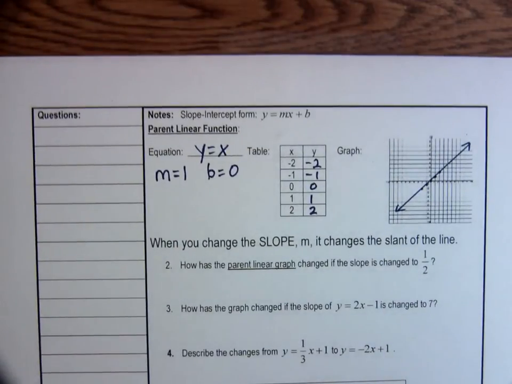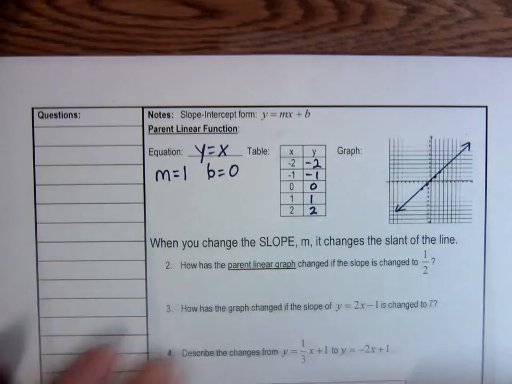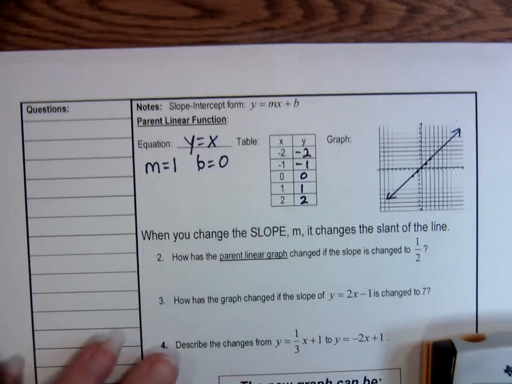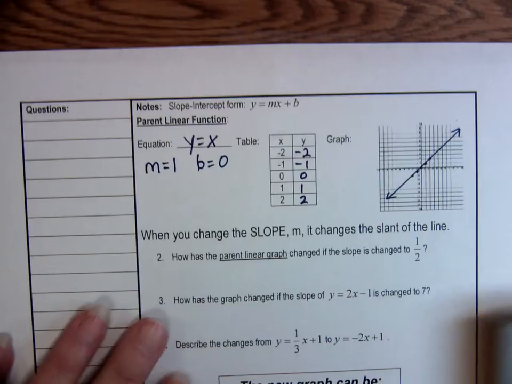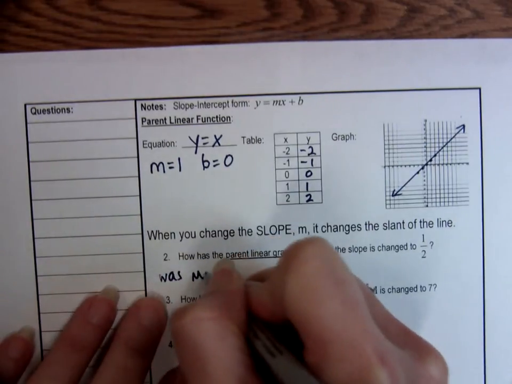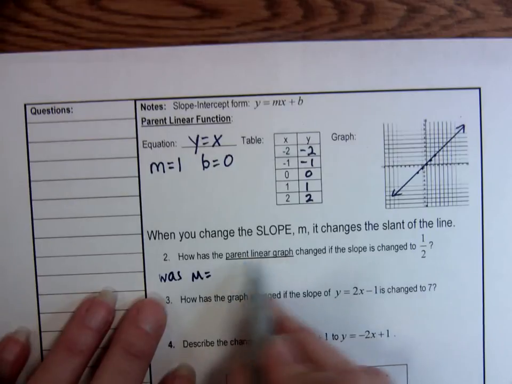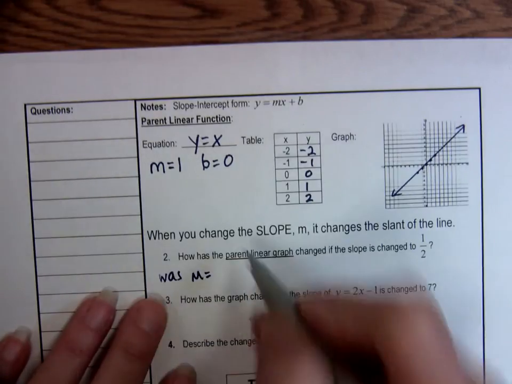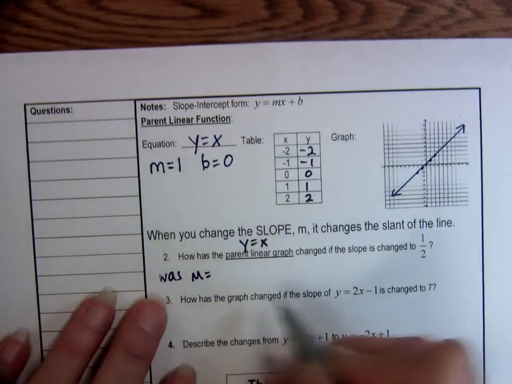When we look at this next one, it says, how has the parent linear graph changed if the slope is changed to 1/2? Well, let's look at what it was. It was m equals, what is the slope for the parent linear graph? Remember, it's y equals x, so the slope is a 1.